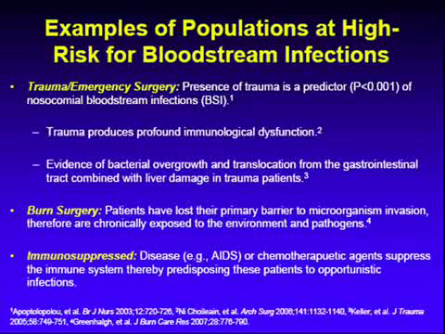Burn populations are also a very interesting high-risk patient group. These patients have lost their primary barrier to microorganism invasion, therefore are chronically exposed to the environment and their pathogens every day. Most of the time, these patients are in their ICU beds for a very lengthy length of stay, such as up to 60 days, for example. In the immunosuppressed, as one can infer, due to their disease or the presence of chemotherapy agents that suppress their immune system, they are likely to have bloodstream infections or other types of infections by opportunistic organisms.